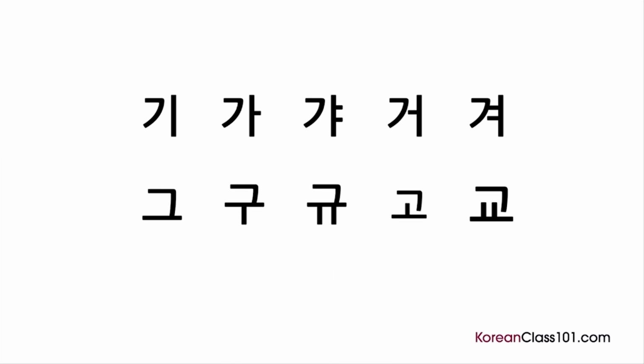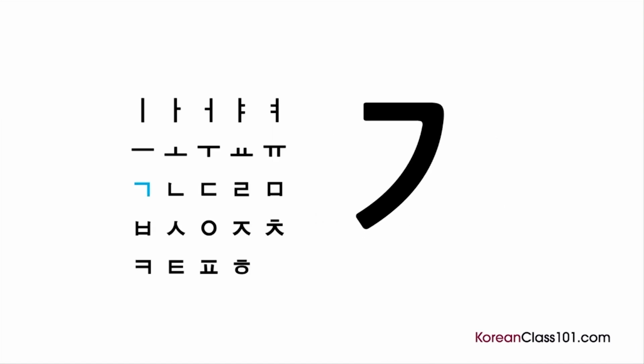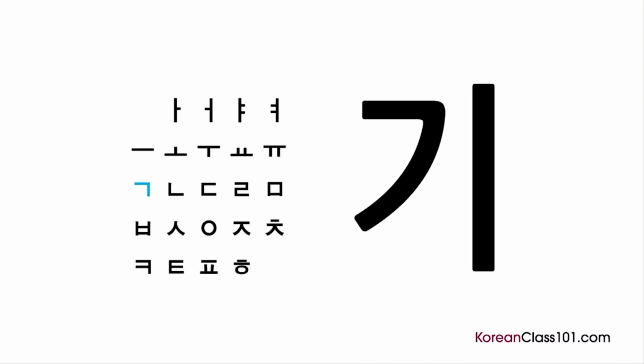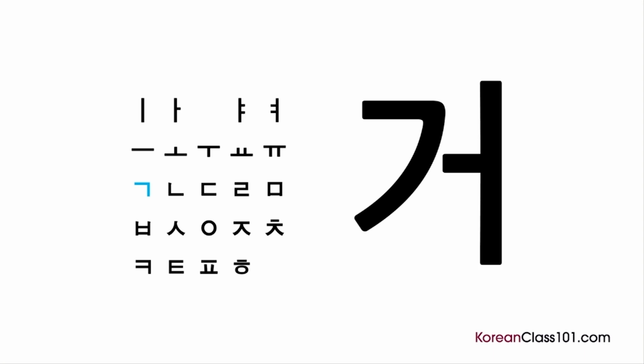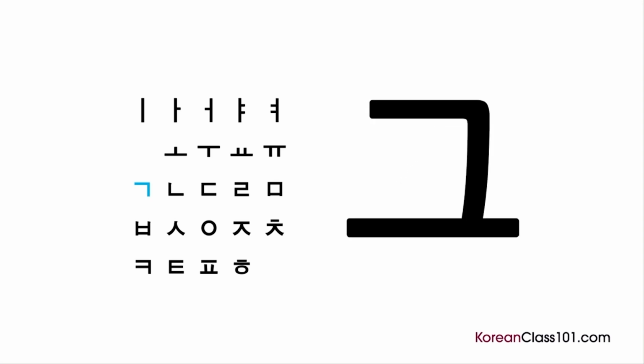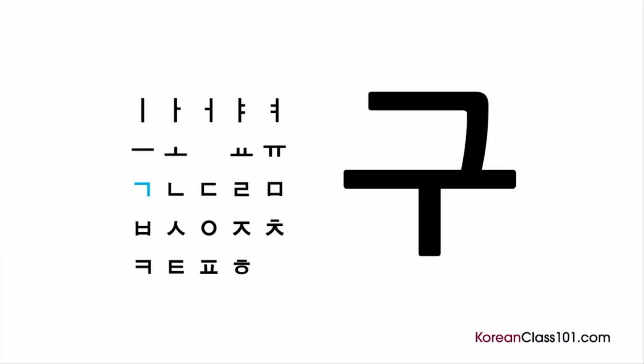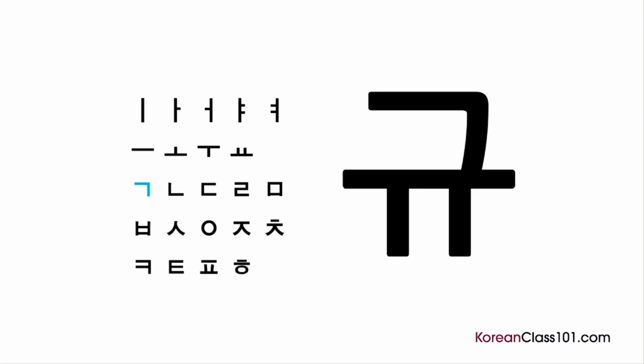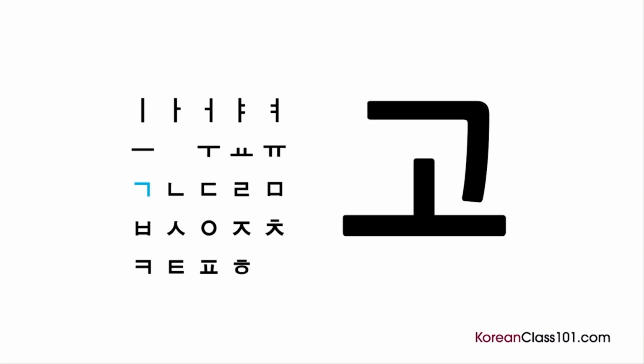Can you guess how these are read? 기, 가, 갸, 거, 겨, 그, 구, 규, 고, 교. Remember how some Korean vowels look and sound similar?